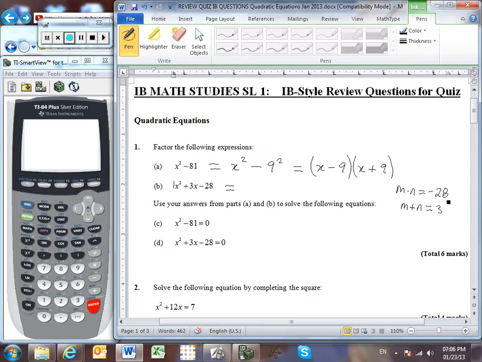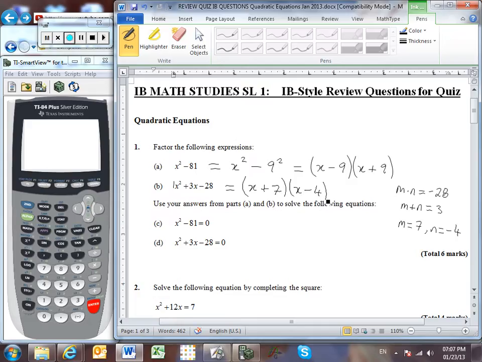What two numbers multiply to give 28, where one of them is 3 bigger than the other? I think you'll see that those numbers are 7 and 4, and we know that the dominant number, the 7, is the positive number, while the other number must be negative 4, to give a product of negative 28. And so I can just immediately factor to an x positive 7 and an x negative 4.